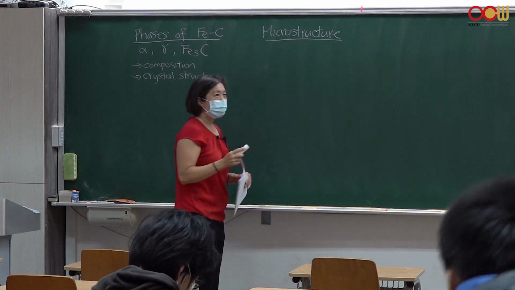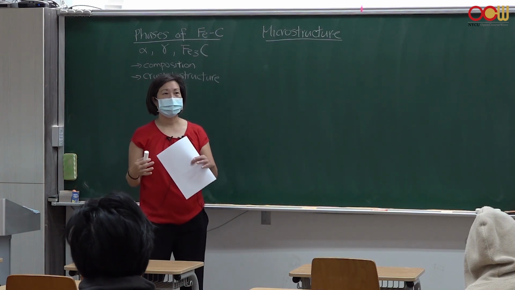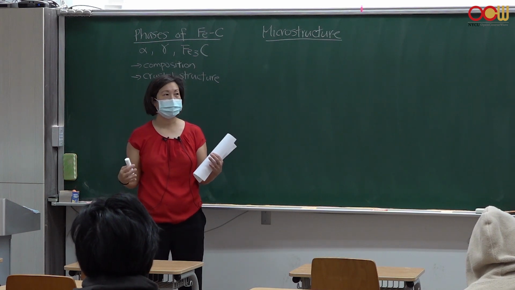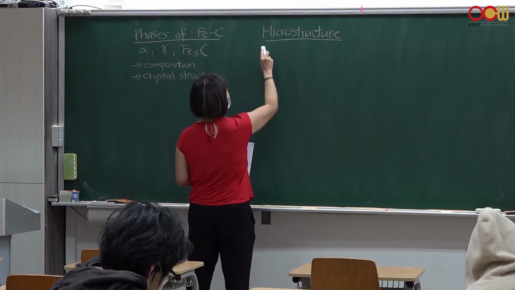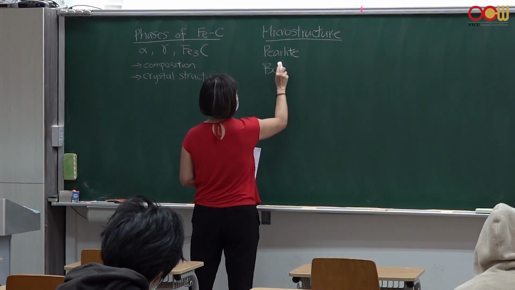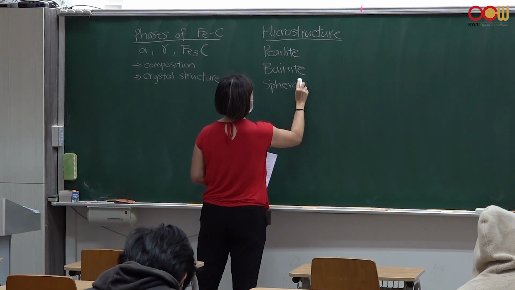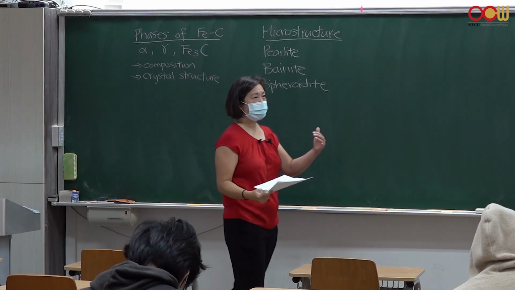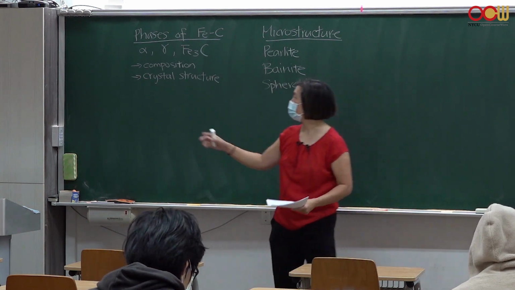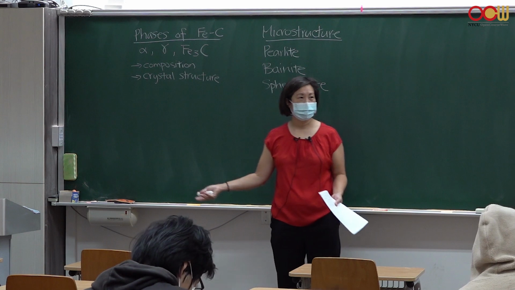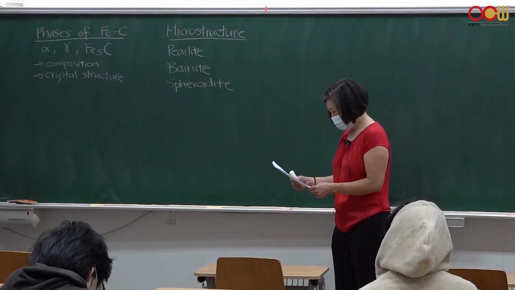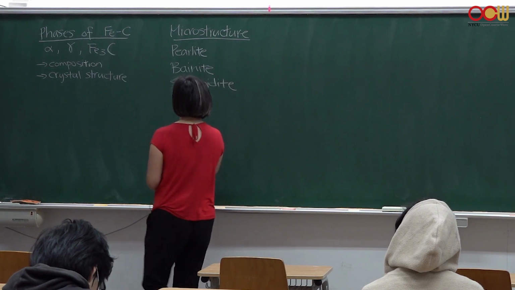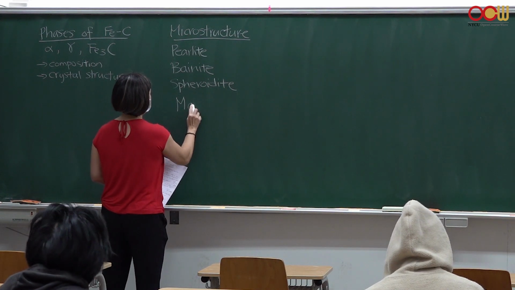When we talk about microstructure, this is what the material will actually look like under the microscope. And so we have pearlite, bainite, and ferrite. These all have different combinations of the phases. They may have alpha and gamma, or alpha and cementite, or gamma and cementite. So I want to talk about another microstructure, which is martensite.